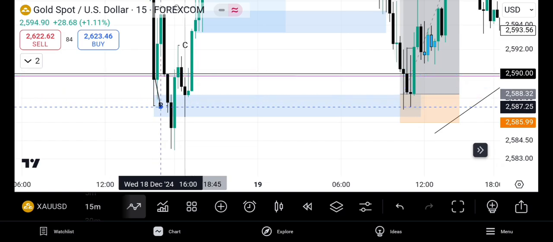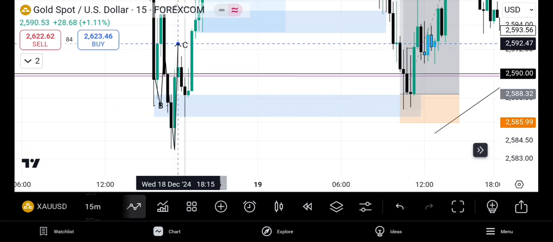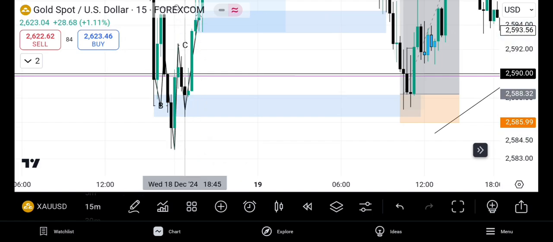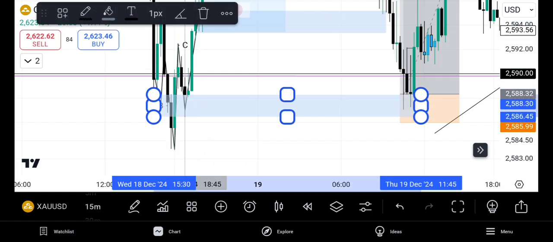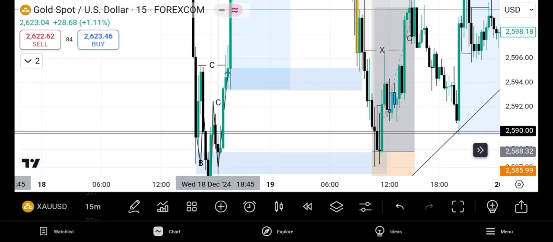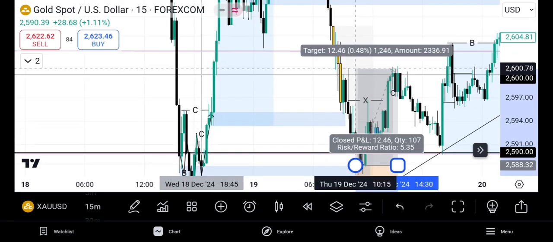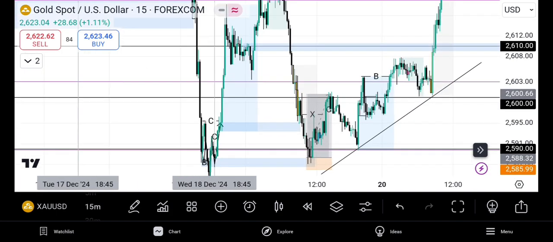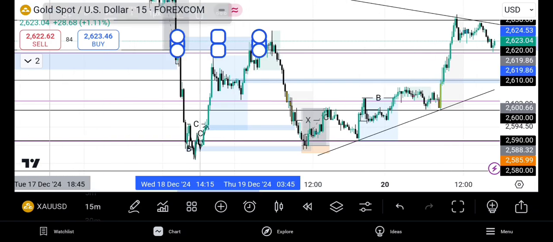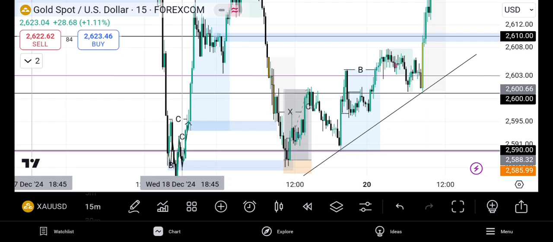It went up, came down, went up, reacted here again, and then went up. So I knew there was something here. I marked out that zone as my entry point, and then I targeted 1:3. So this was on Thursday, still on Thursday after I made a loss here. And then I recovered my loss and had a very little profit.